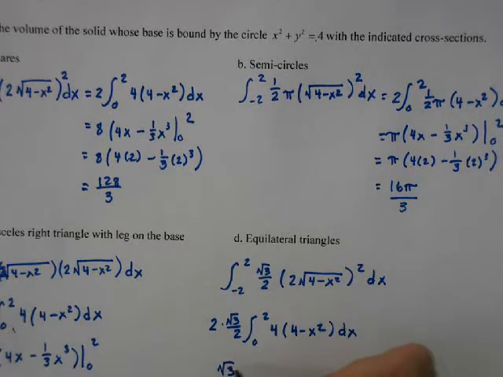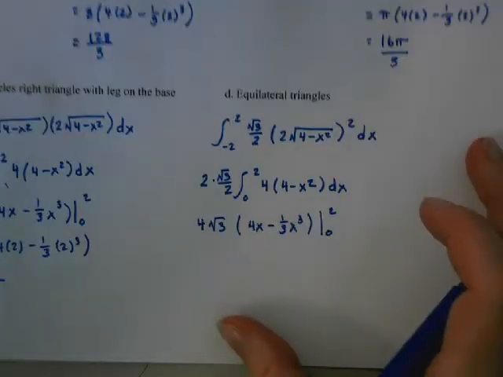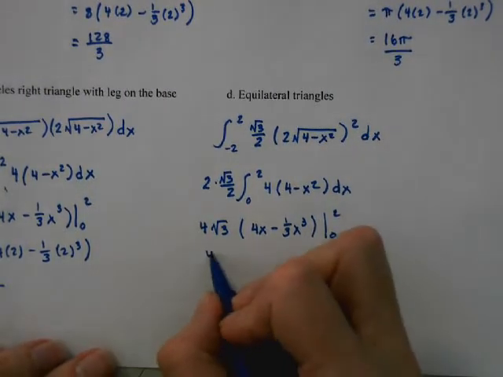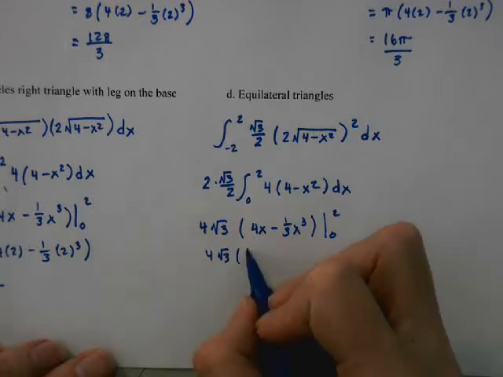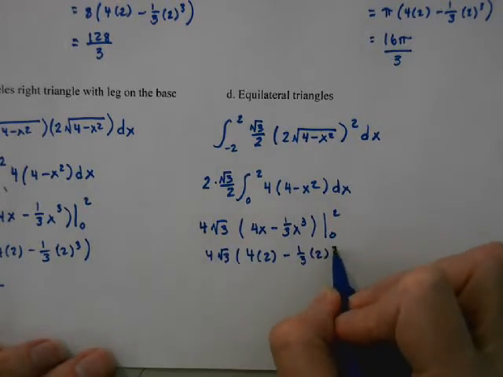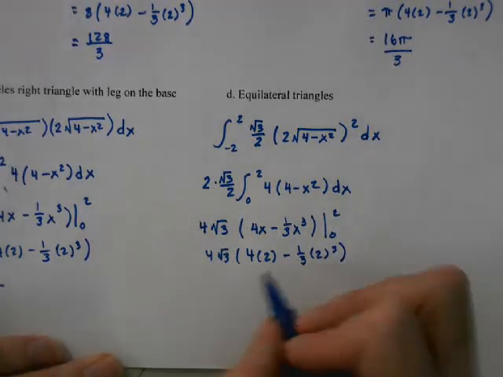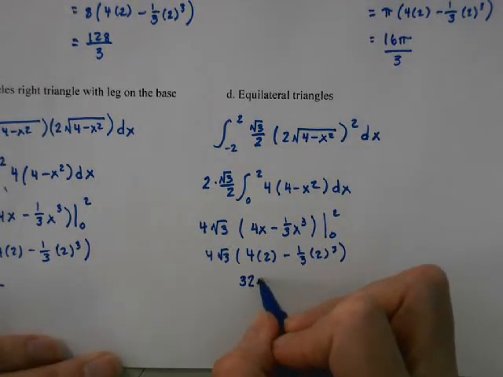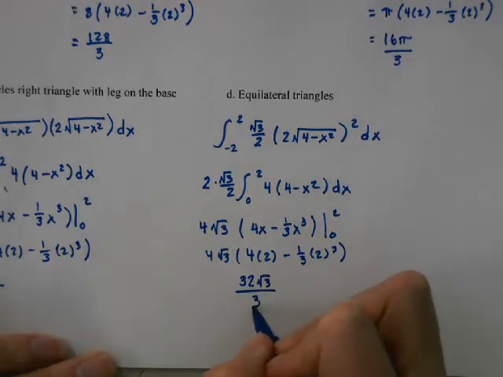So root 3, we're going to have 4 root 3 times that 4 times 2 minus 1/3 2 cubed, which gives us 32 root 3 over 3.